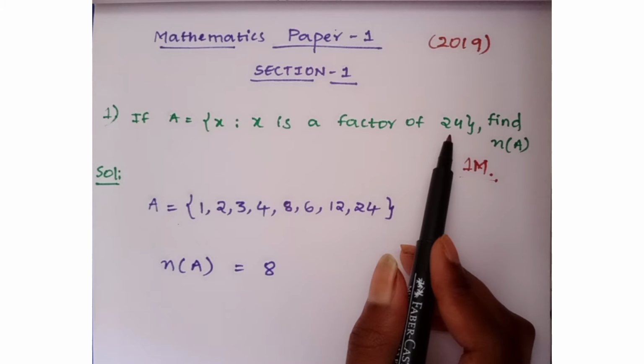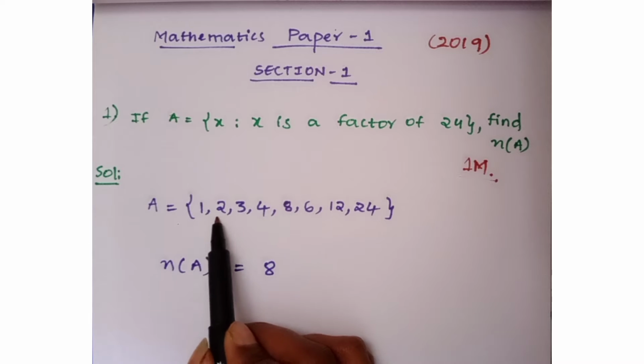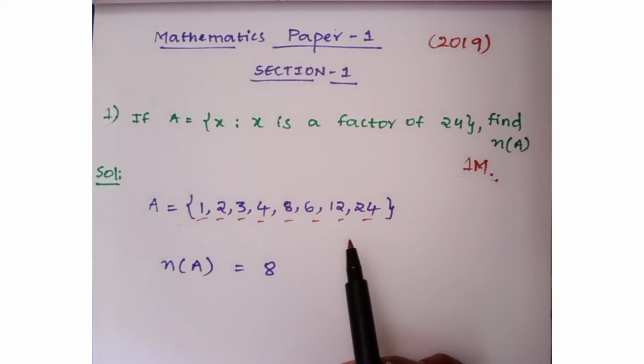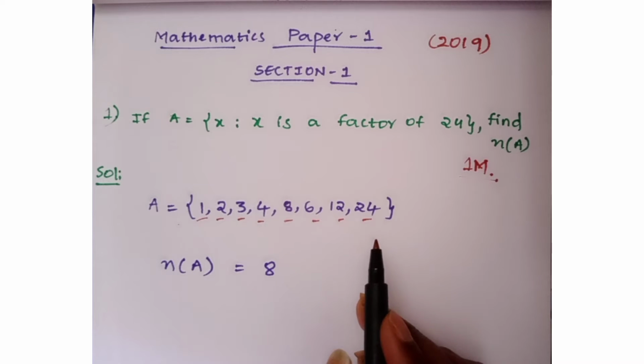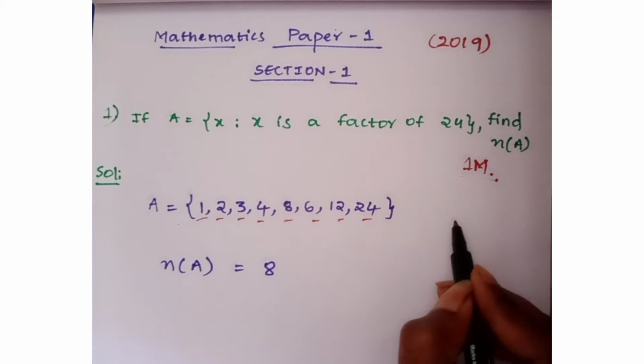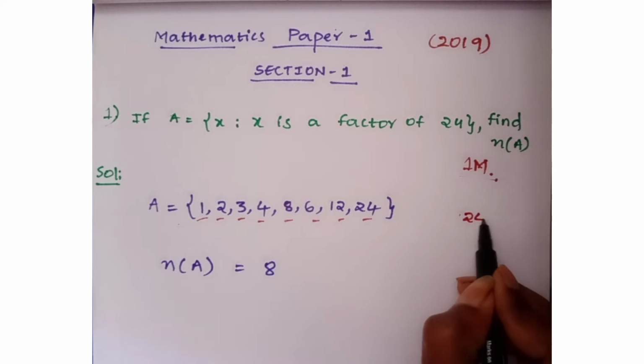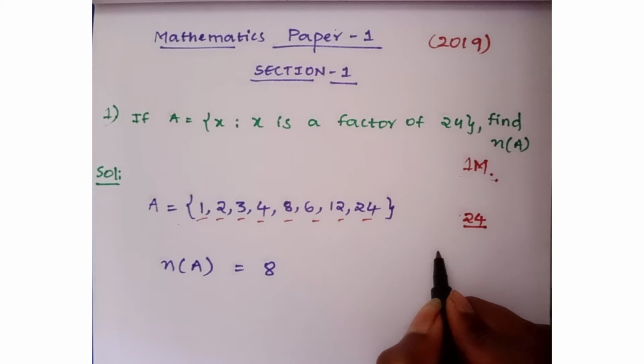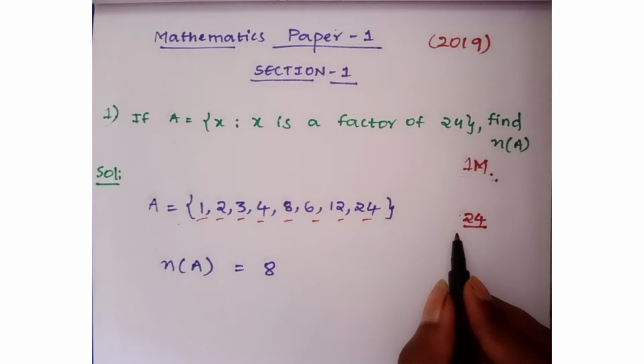So what are the factors of 24? The factors are 1, 2, 3, 4, 6, 8, 12 and 24. If you don't know how to find factors, I am going to explain it now. Here you need to consider the factors of 24, so you need to multiply. This is for the people who don't know how to find the factors.